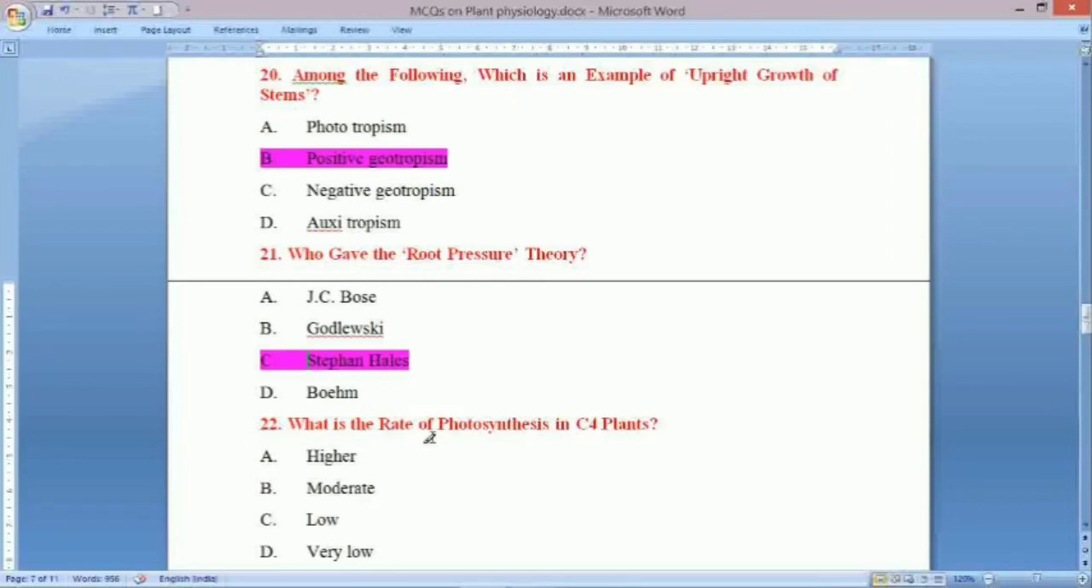Next question, question number 22. What is the rate of photosynthesis in C4 plants? Option A, higher, B, moderate, C, low, and D, very low. And here the right answer is option A, higher.